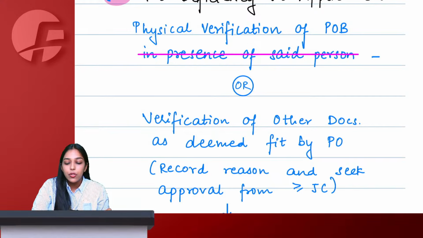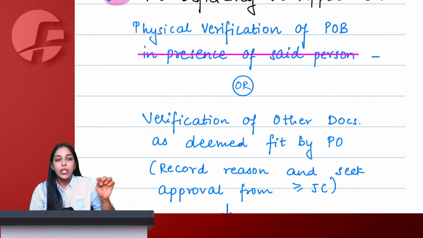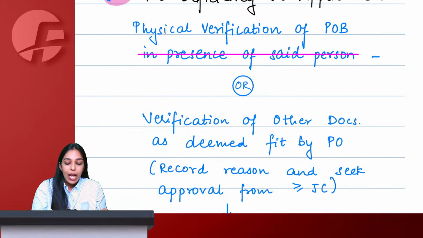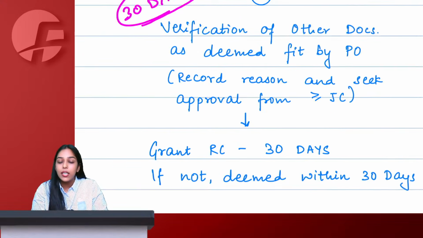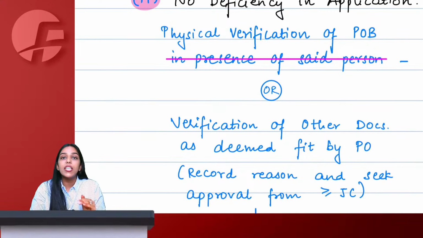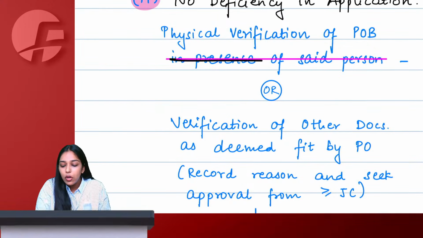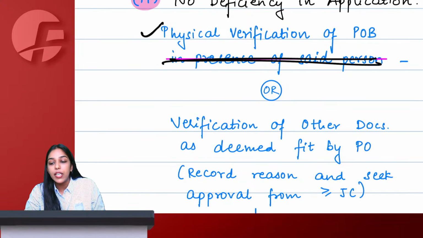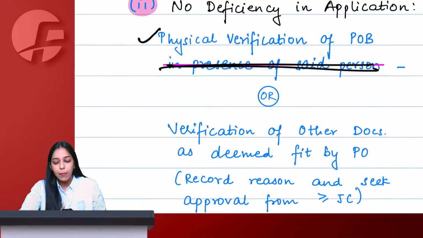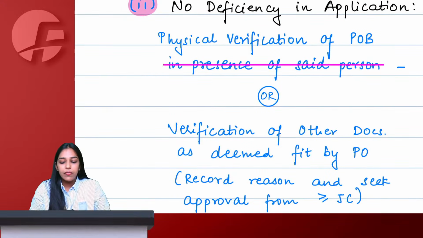Because what people used to do, they used to run away. As soon as I get to know that the officer is coming to my office, I will run away and I will waste 30 days like this only. So I will get deemed registration then. So because people started running away from the places, the government said that, okay, we do not require you to be there at the place, we can still come and do physical verification. Got it, ma'am? So within 30 days, physical verification will be done.